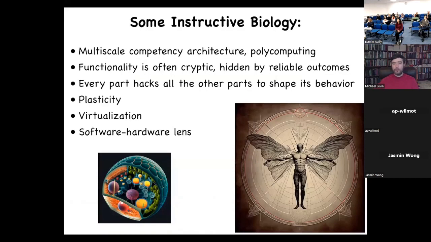So what I want to do first is show you a little bit of biology and talk about some concepts, including multi-scale competency architecture, the idea that functionality in biology is often hidden. It's often cryptic because we get distracted by the reliable default outcomes. And I make this argument that in biology, every part is basically hacking all of the other parts to shape their behavior. And that gives rise to massive plasticity, virtualization, and the utility of a kind of software hardware lens.